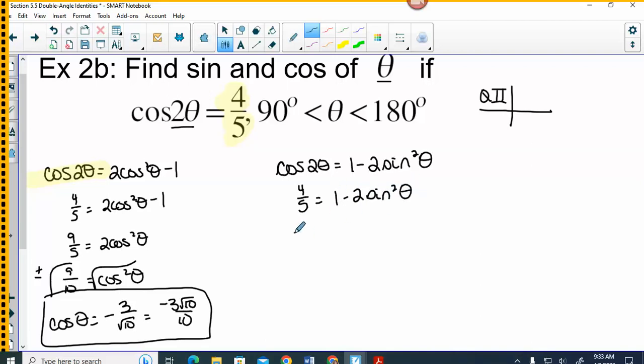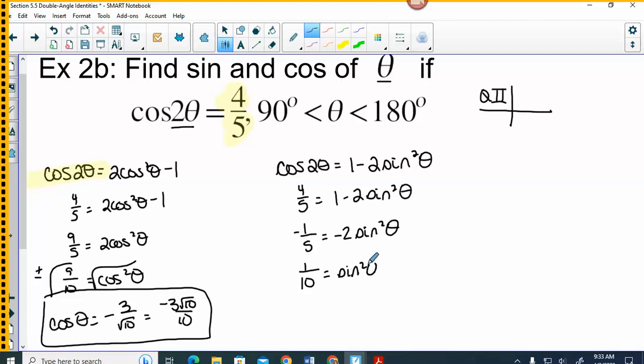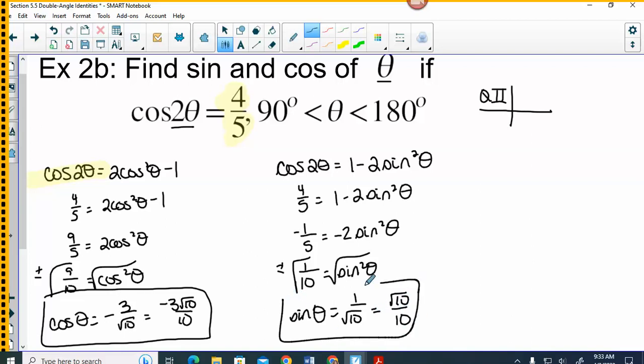Okay, subtract your 1. Divide by -2. Square root, plus or minus. Okay, in quadrant 2, sine is positive. Square root of 1 is 1. So we get radical 10 over 10. So two different options. Whether you draw a triangle after you get the first one, or if you just keep solving.